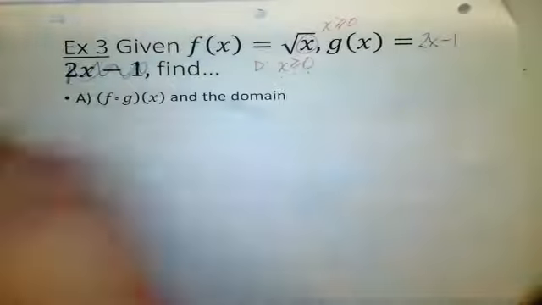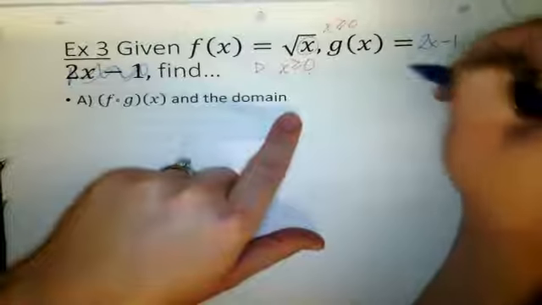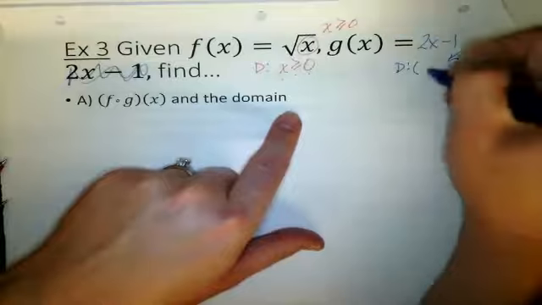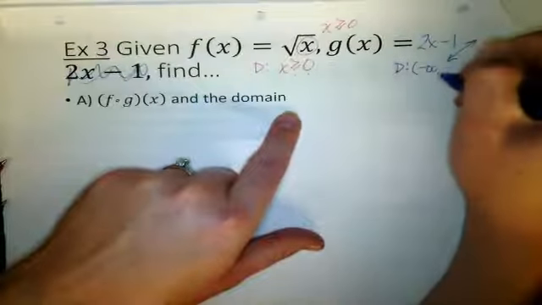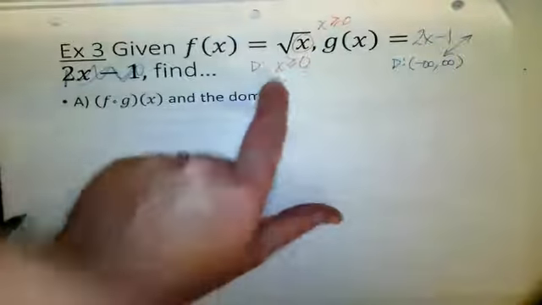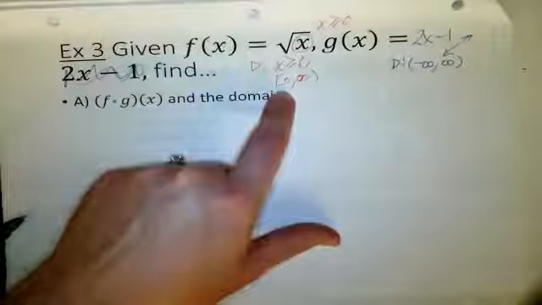And what's the domain for our g of x function here? What shape is that? It's a line, right? And so how far left and how far right does that go? Negative infinity to positive infinity, yes. This is inequality; we could write 0 to infinity if we wanted to. It's another way to write that.